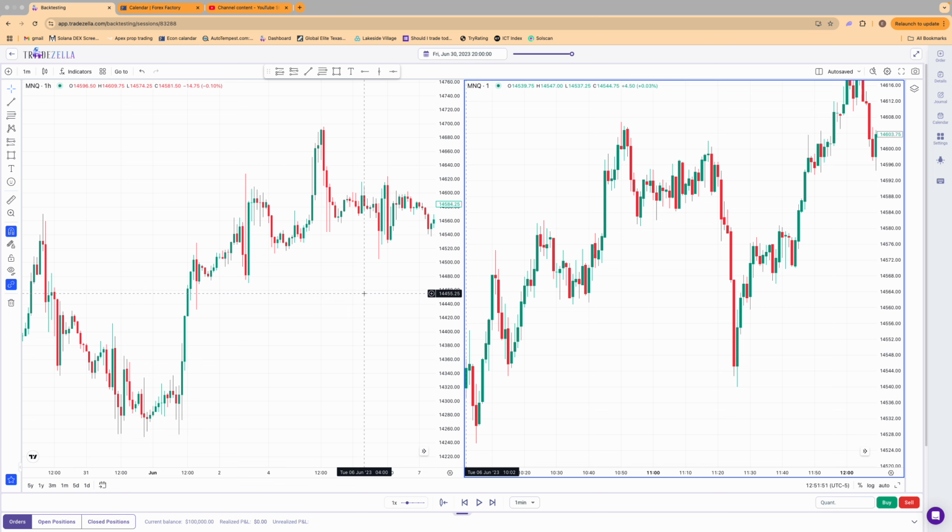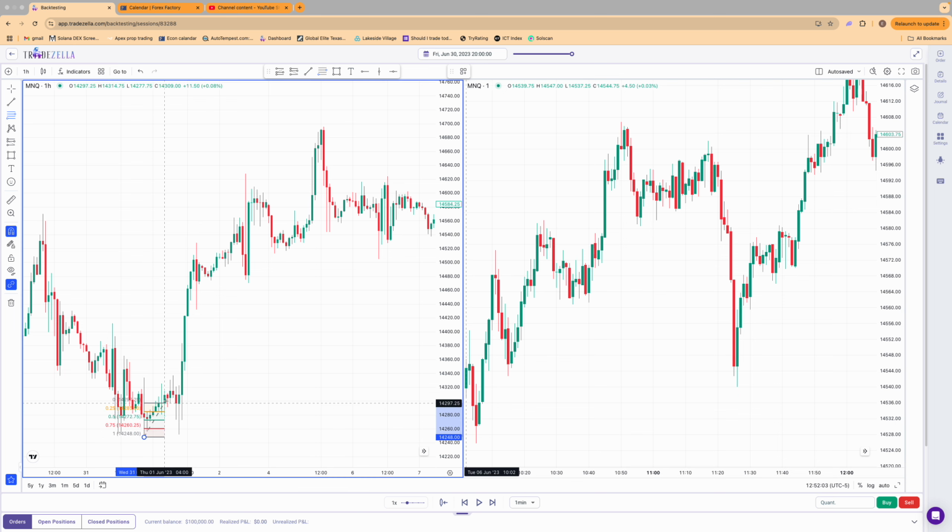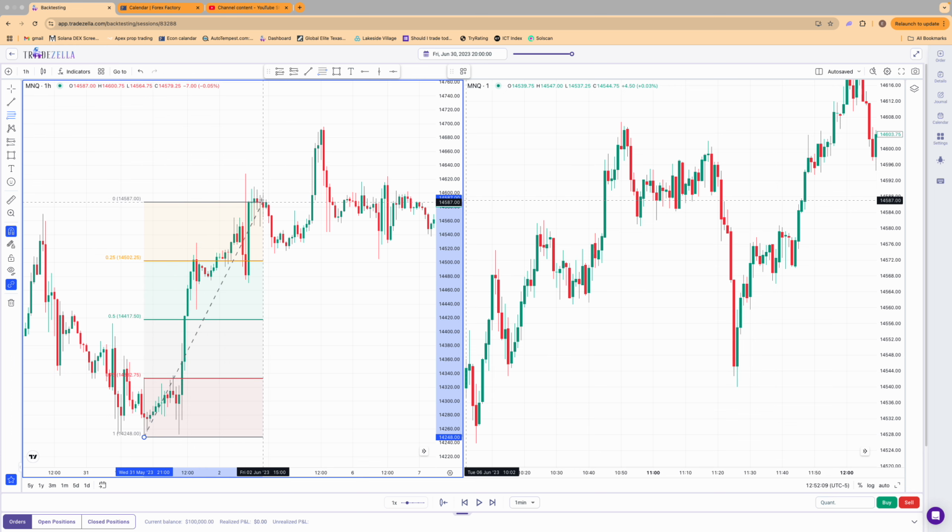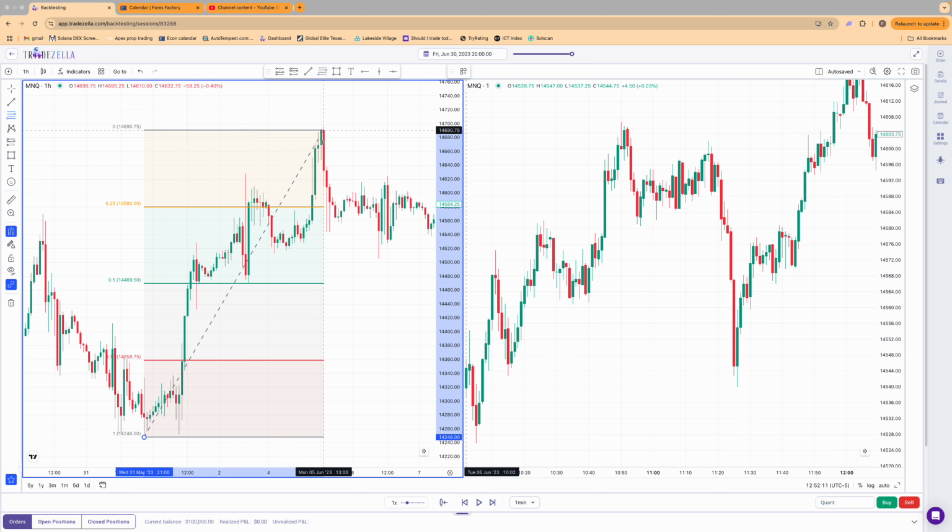The first thing you want to do is find your discount and premium. So we're going to start with that. Again, we're going to use the same low here, the lowest low, before it turns around and stops taking these lower highs and starts making higher highs. As it's doing that, we're making higher highs and higher highs.